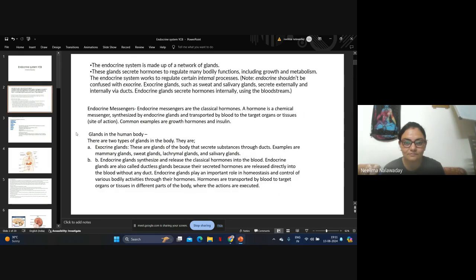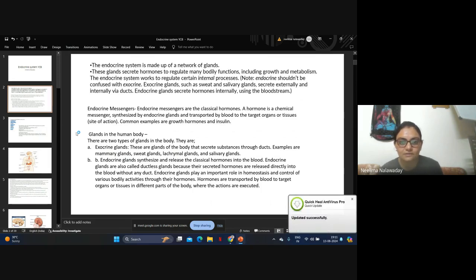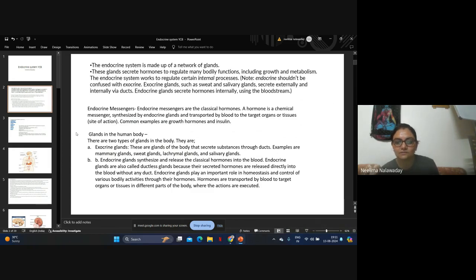Endocrine system. What is endocrine system? Actually, endocrine system is related with hormones and is made up of a network of glands. There are two types of glands in our body, exocrine and endocrine glands. Exocrine glands have ducts, and they secrete chemicals through the duct into the blood or the target organ. But endocrine glands synthesize and release the classical hormones into the blood without a duct. That's why they are also called ductless glands.